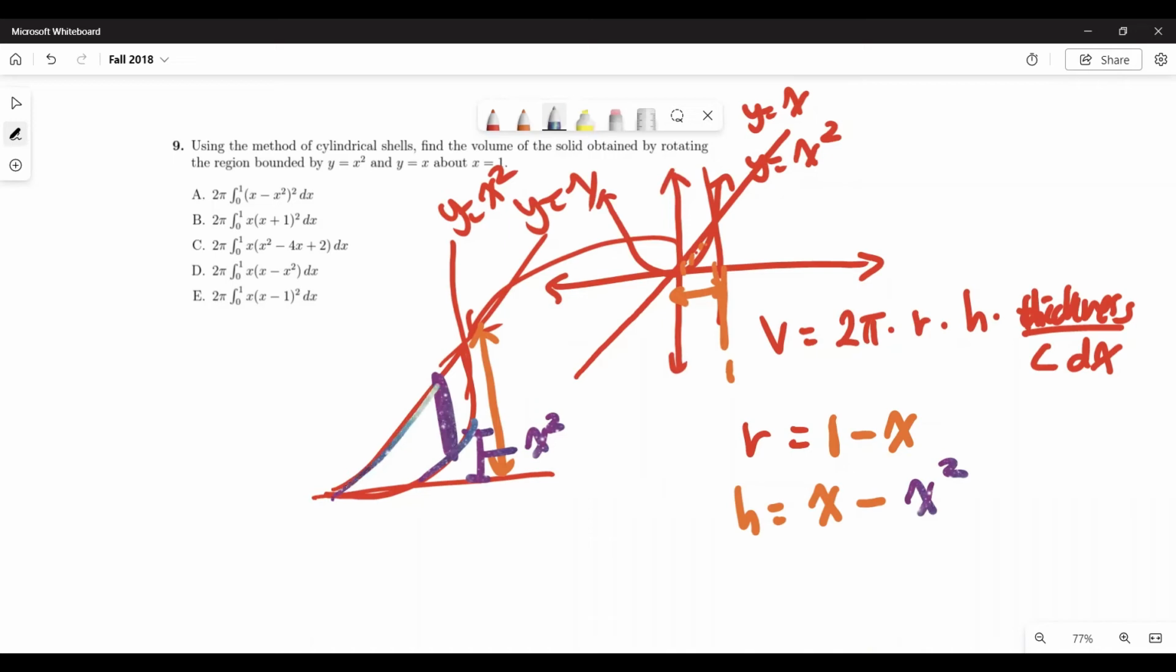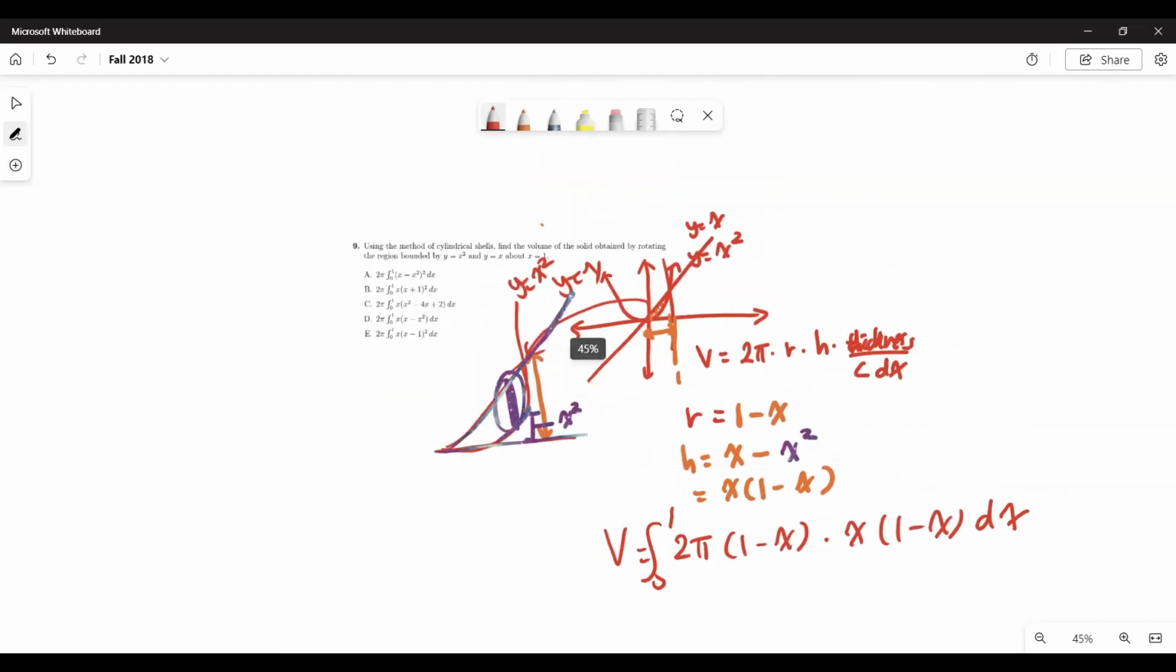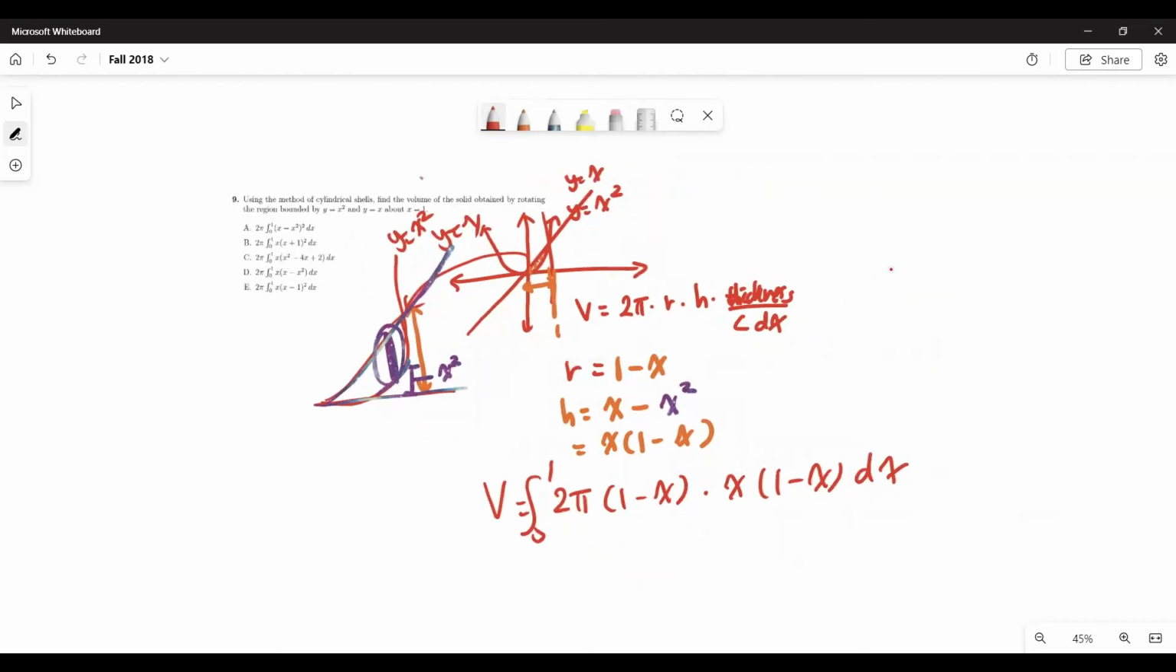And this line is between y equals x and x squared. And if you subtract x minus x squared, then we get this much. So that's why this height becomes x minus x squared. Okay, so then we have V equals 2 pi 1 minus x times x, times dx, and it's from 0 to 1 because the interval is given as 0 to 1.